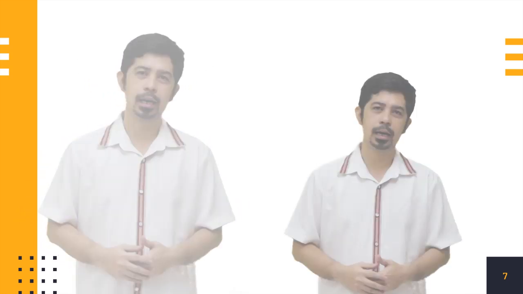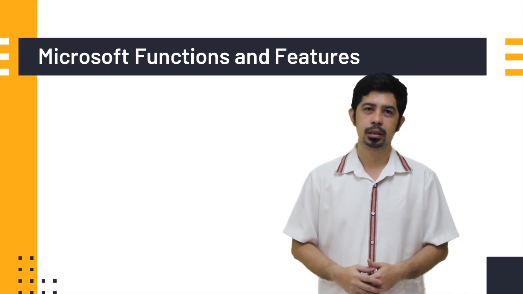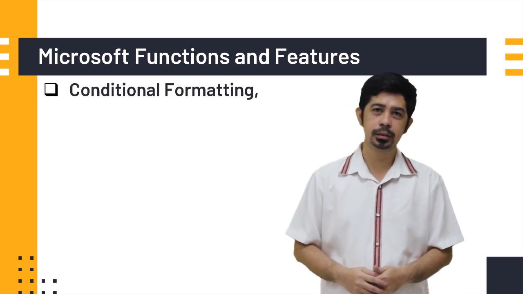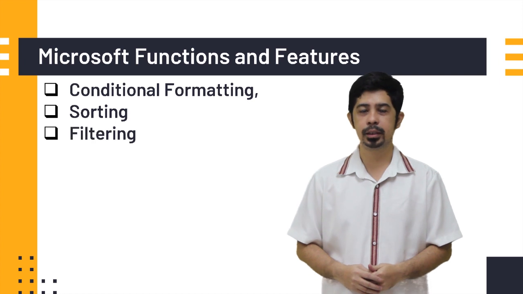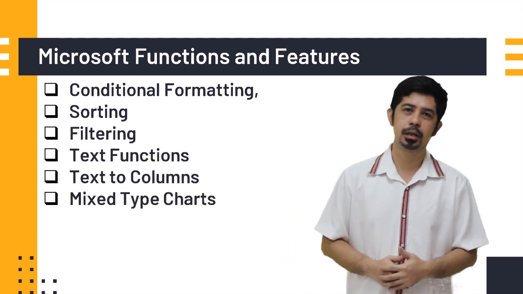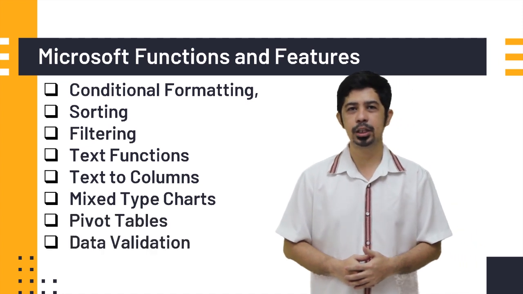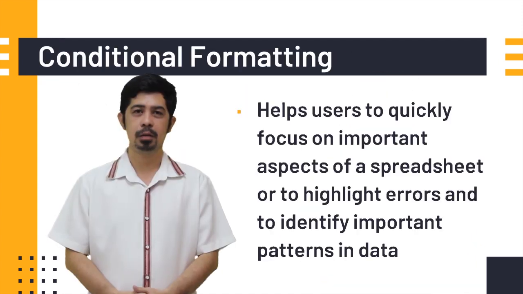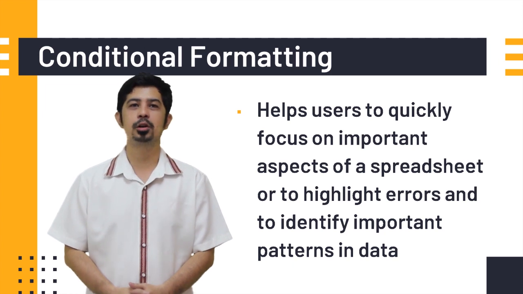So let's begin. I have 9 functions to discuss. First, conditional formatting, sorting, filtering, text function, text to columns, mixed type charts, pivot tables, data validation, and cross-referencing. For our first topic, conditional formatting.